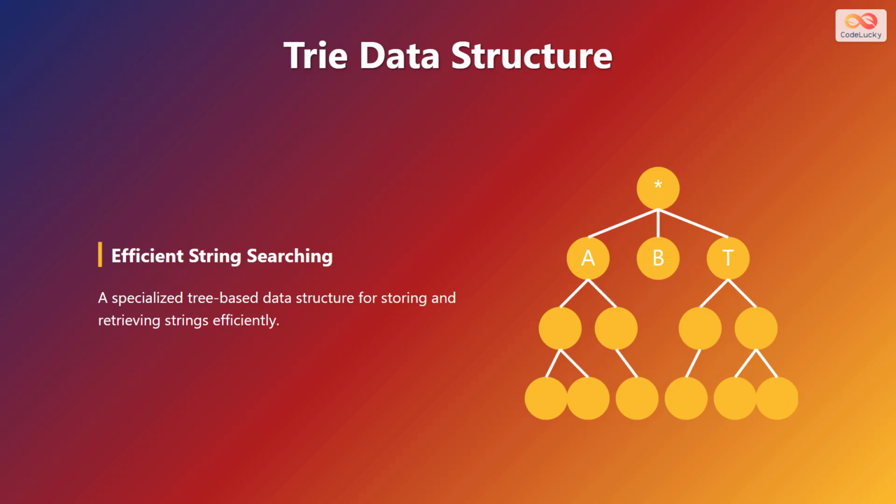Welcome to the introduction to trie data structure. A trie, also known as a prefix tree, is a specialized tree-based data structure that is used for storing and retrieving strings efficiently. Let's dive in to understand more.